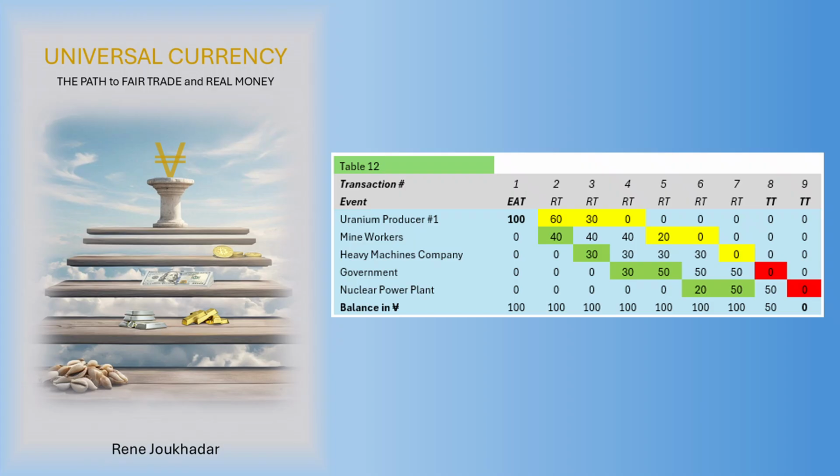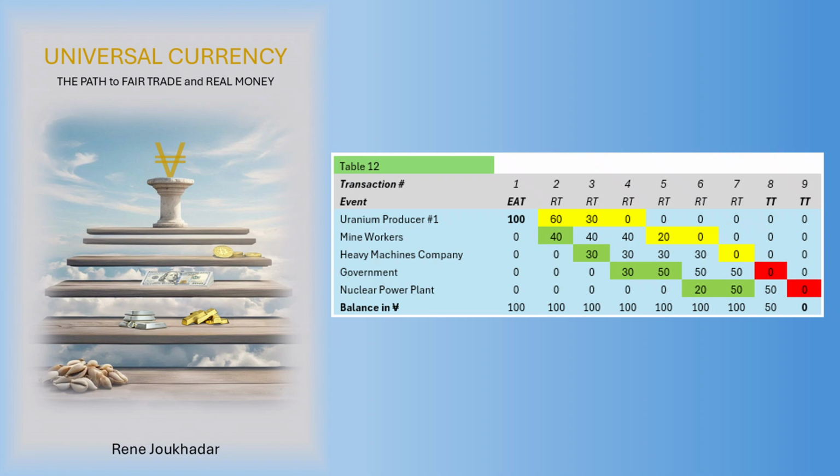You can see that in transaction number 1, it's an economy augmenting transaction where new money was created. So the SOV disbursed 100 V's to the uranium producer. In transaction number 2, the uranium producer paid 40 V's to the mine workers. In transaction number 3, he paid 30 V's to buy some heavy machinery. And in transaction number 4, he paid the government 30 V's.